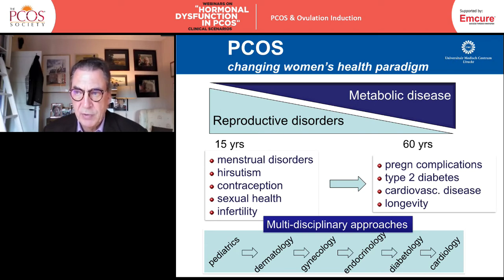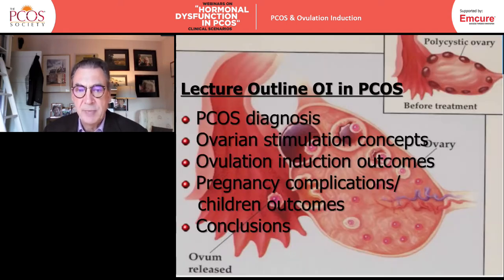So of course, in the context of this lecture, I will only be able to cover a fairly small proportion of this, focusing on infertility, ovulation induction, and to some extent children outcomes. So the outline of my lecture: a few words about diagnosis, because of course it is important. Which patients do you treat and how does it affect treatment outcome?